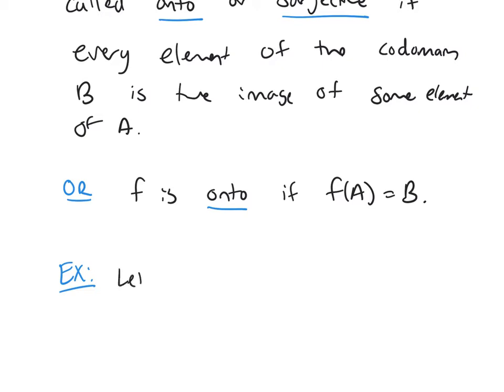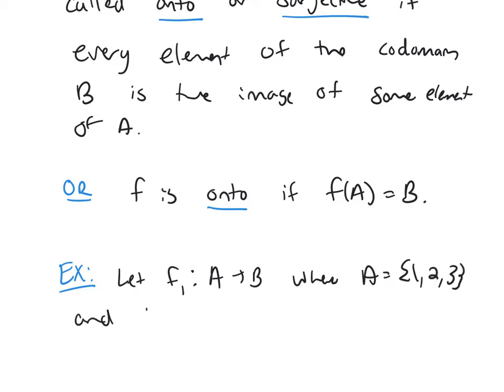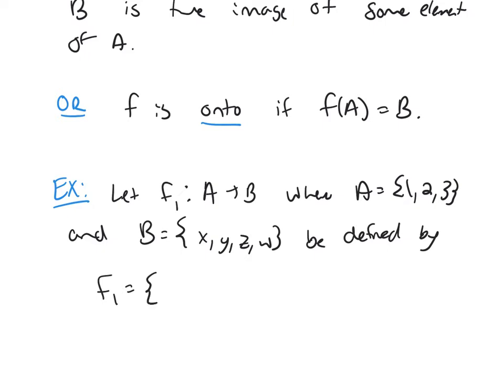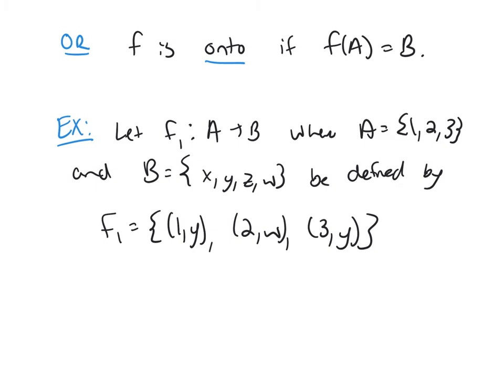So let's say I'm looking at f1, a function from A to B, where A is the set {1, 2, 3}, and B is the set {x, y, z, w}, defined by f1 is going to be 1 relates to y, 2 relates to w, 3 relates to y. And so we want to talk about whether or not this function is onto or not.